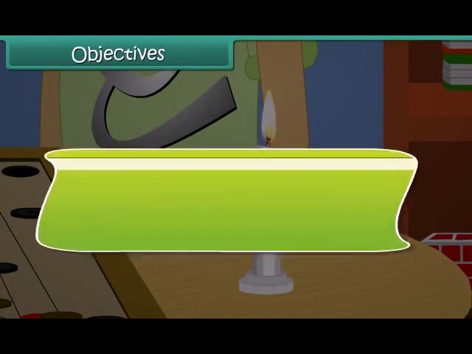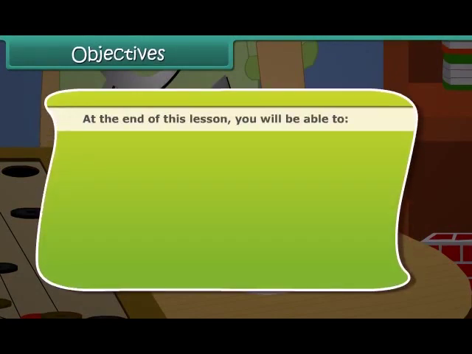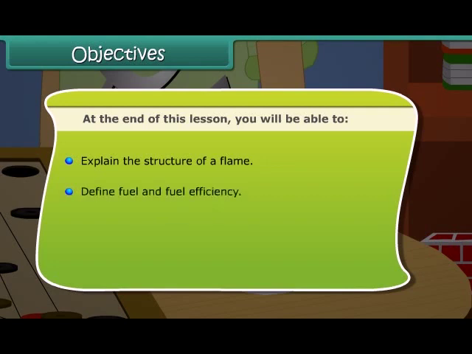Objectives. At the end of this lesson, you will be able to explain the structure of a flame, define fuel and fuel efficiency, and explain the harmful effects of burning fuel.